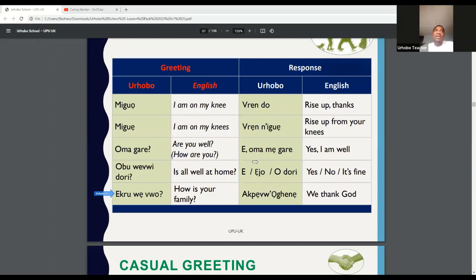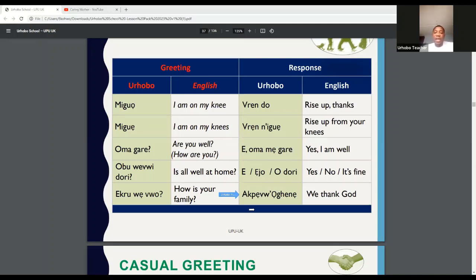Just note that this is a rule we'll come across a lot in the Urhobo language, and we'll talk more about it when we meet it. In all Urhobo phrases or sentences, the noun always comes first before anything you use to qualify it. Ekru me, ekru we. So as we meet it more and more, we'll explain it again. Thank you for the observation and bringing it up. So let's progress.